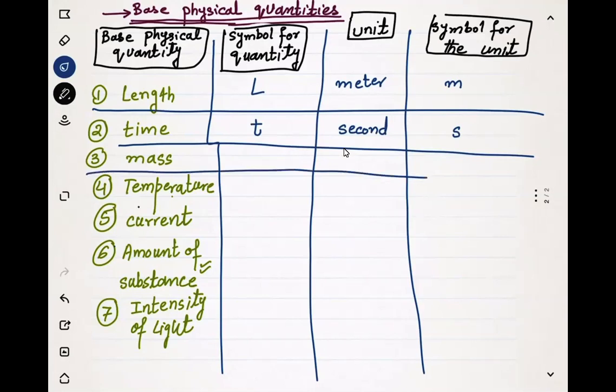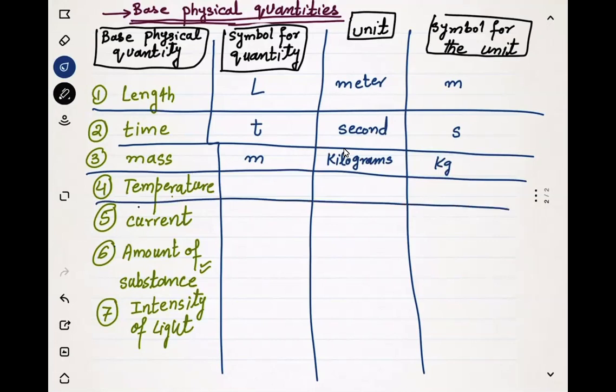Then the third quantity is mass, represented by smaller m. Its unit is kilogram, and symbol for the unit is kg. The fourth quantity that we have to study is temperature. Then the unit for temperature is Kelvin. Kelvin is the absolute temperature, and it is represented by K.